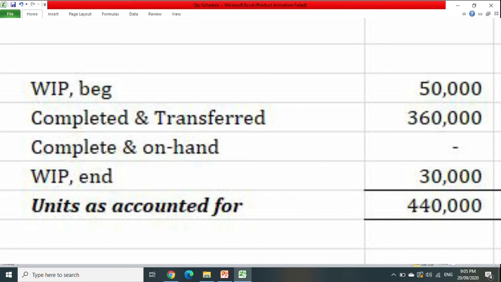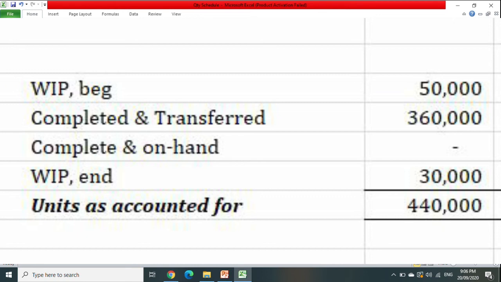In here, the 410,000 is composed of 50,000 WIP beginning and the remaining is our started in production. So we need to separate that one. From the 410,000 completed and transferred, 50,000 of which came from WIP beginning. So we need to deduct that one. So 410,000 minus 50,000, which is our WIP beginning, so our completed and transferred is 360,000. Then our completed and on hand is 0. And our WIP ending is still 30,000. So all in all, our units as accounted for is still 440,000.